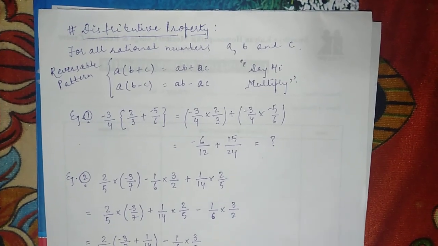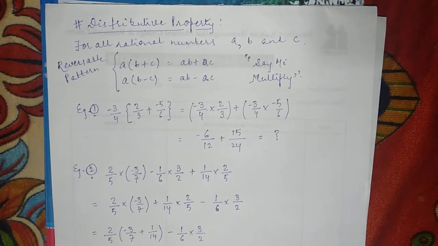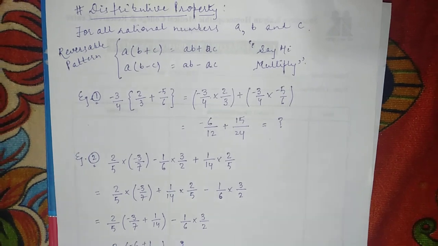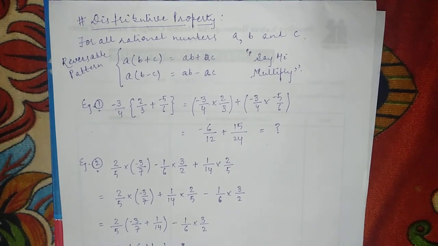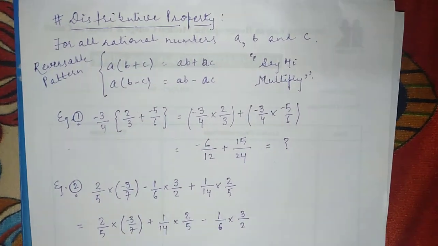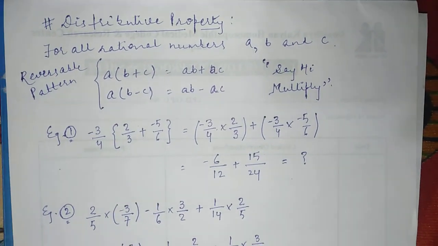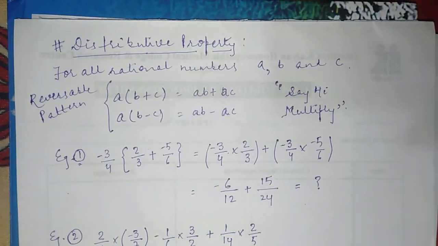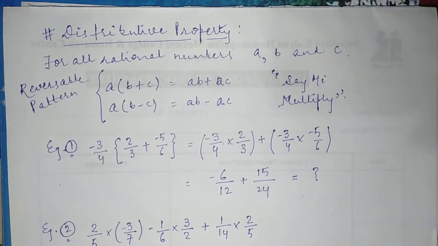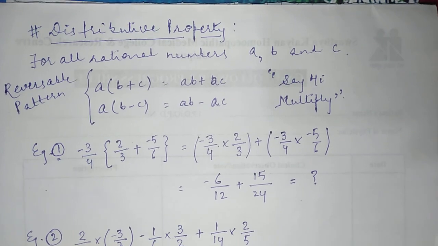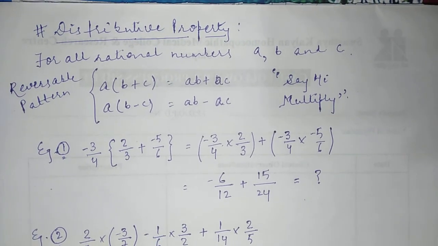So this is the new property of a rational number, which is known as the distributive property of a rational number. You can see on the screen as well. So how do we solve a distributive property, and how do we use this property in solving rational numbers, right?